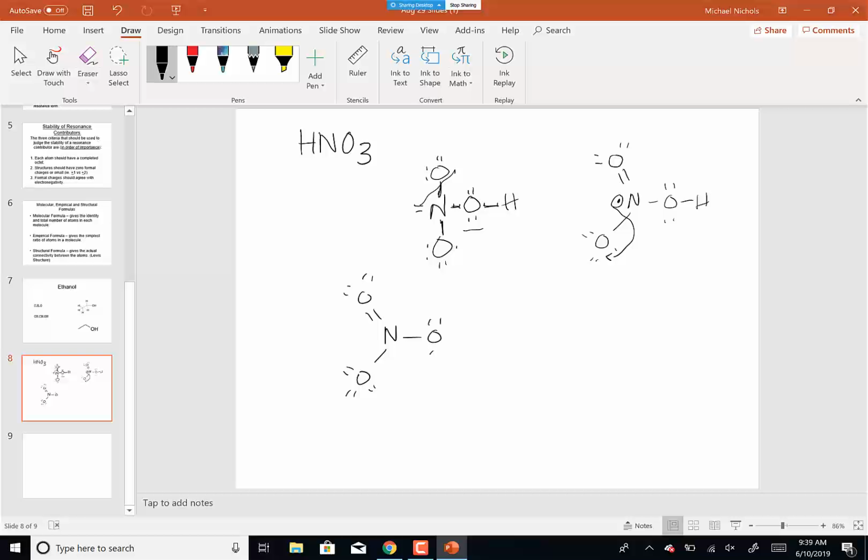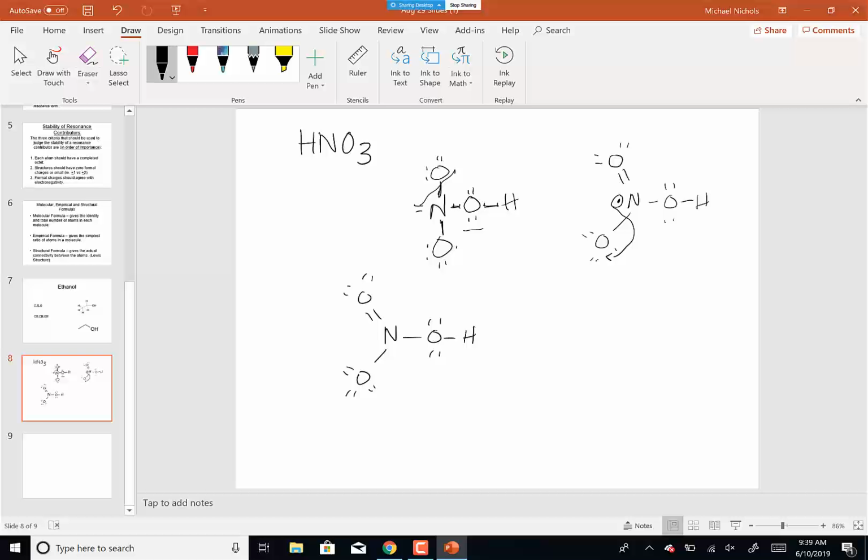And are we good with that? All the atoms have octets, only octets, no expanded octets, and it looks like that is a legitimate Lewis dot structure. Now, whenever we have a Lewis dot structure, the next thing we need to do is to assign the formal charges.